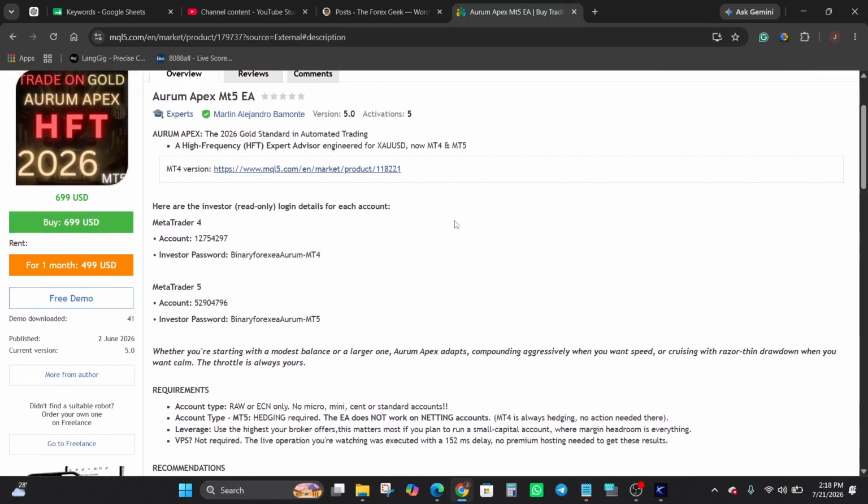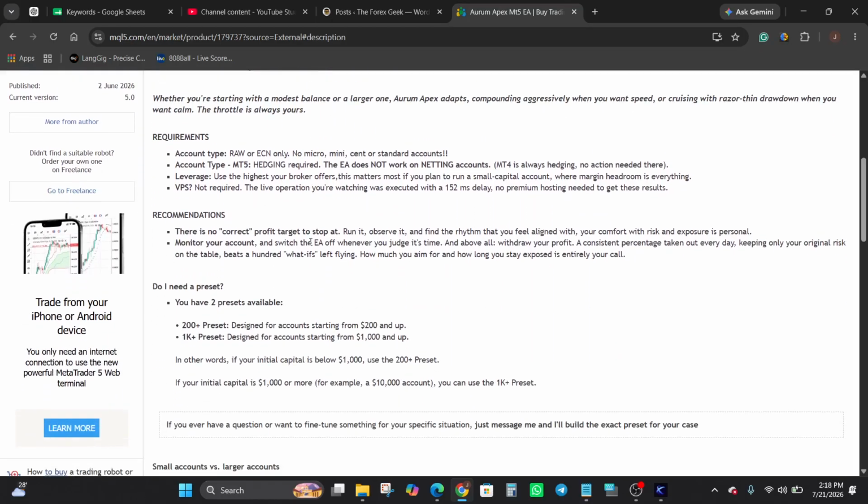The developer highlights several important account requirements. The account types are raw or ECN spread accounts. They are strictly required, while standard, micro, mini, or cent accounts are not recommended. Then the platform configurations: if you choose to run the EA on MT5, your trading account must support hedging mode, as it will not function on netting accounts. All right, MT4 accounts support hedging by default.